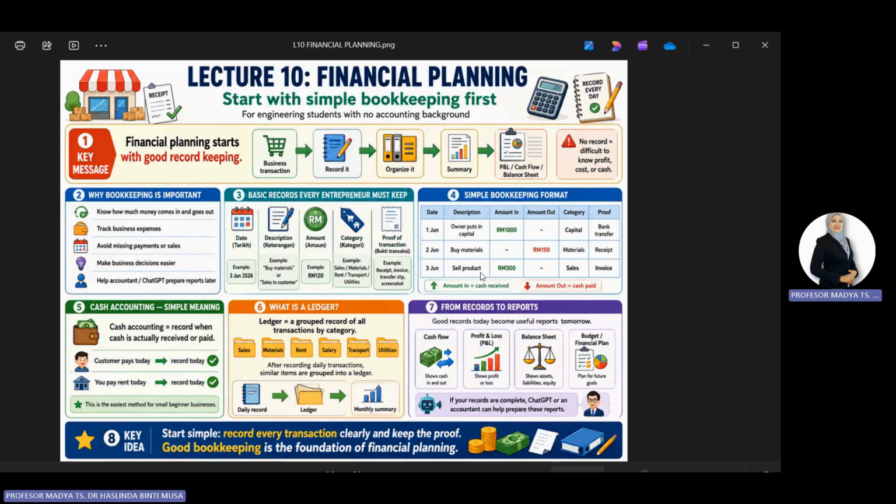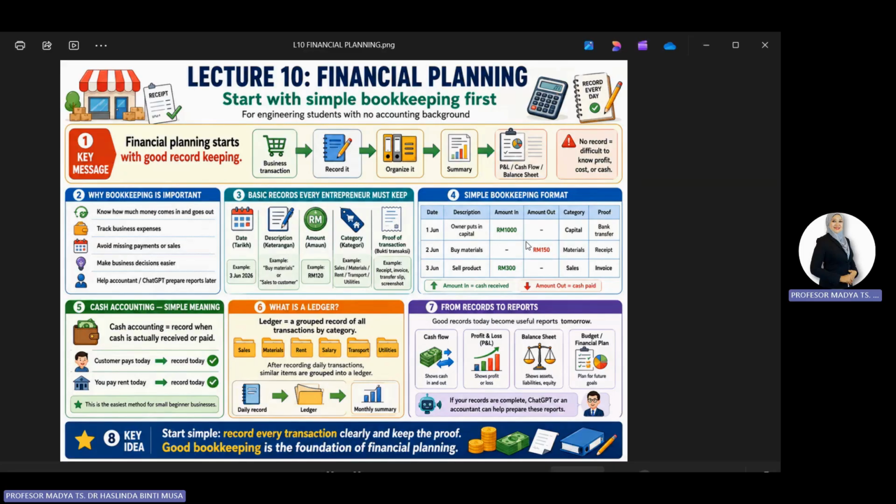Let's say I put here 1st June, this is the simple bookkeeping format. On the 1st of June, for example, the owner puts 1,000 into the business. So we record date 1 June, description, owner puts in capital, that's normal. The amount is 1,000. Amount out is a dash, because there's no amount out. The category is capital, and the proof is the bank transfer. You take a proof, no matter what, PDF or screenshot, whatsoever. So that's one example.